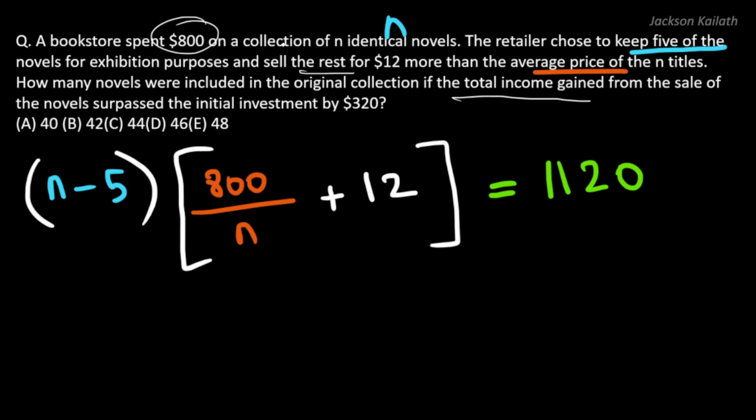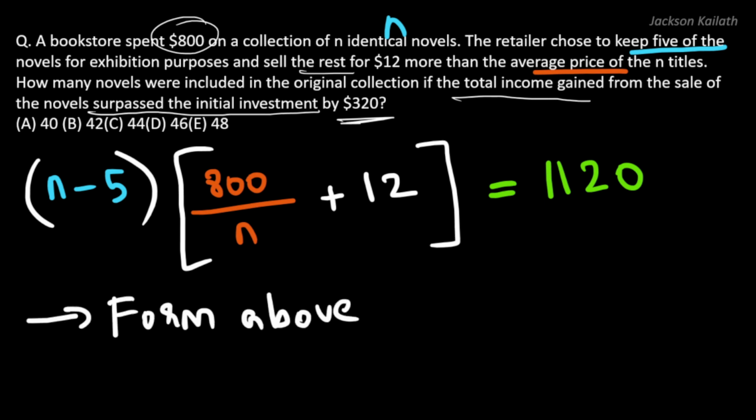Now remember, some students, if they just proceed very quickly, have not practiced many questions and are maybe in kind of anxiety during the exam, instead of writing 1120, they would directly write 320 over here. So that's again a common trap. It says that it surpassed the initial investment by 320. So this is equal to 800 plus 320 or 1120. So the first step to solve this question is to form the above equation. You should be able to form this based on the information given in the question.